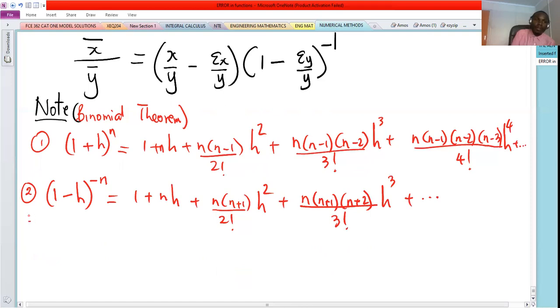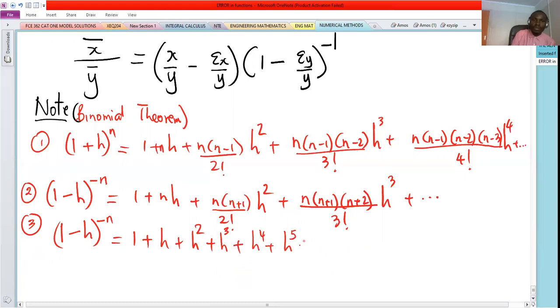Or another expression is 1 over 1 minus h. So when n is 1, we'll have 1 plus h plus h squared plus h power 3 plus h power 4 plus h power 5 plus h power 6 plus other several terms. And in all these three cases it applies whenever absolute value of h is less than 1. So let's call this one equation 5.